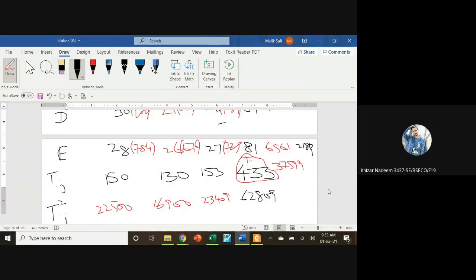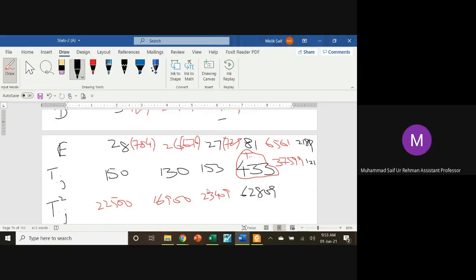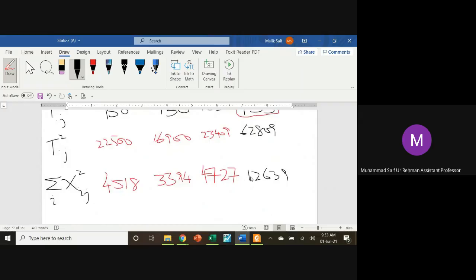12109. 12109 will be written over here. It must equal this value, 12639. If it is not equal to this, it means there is some issue. There is some problem.